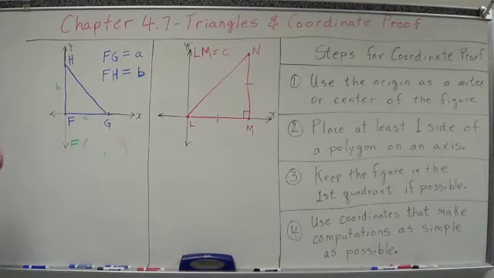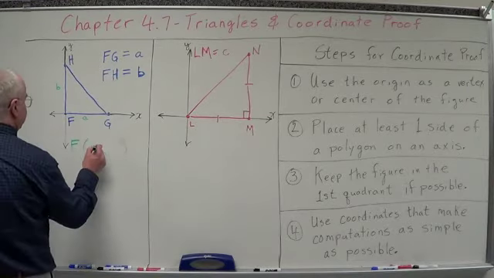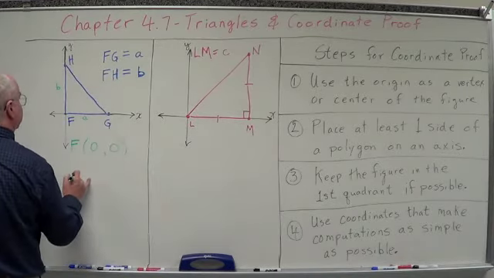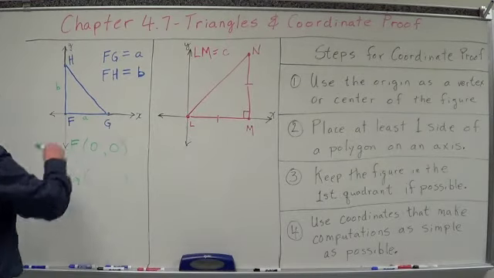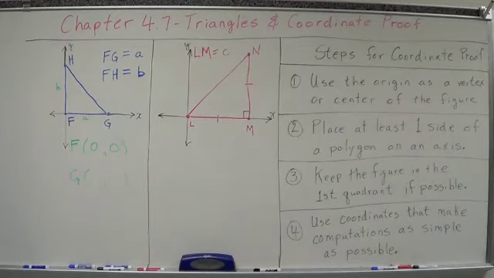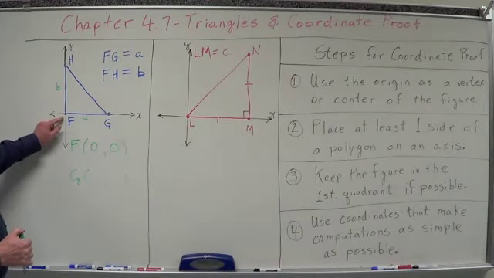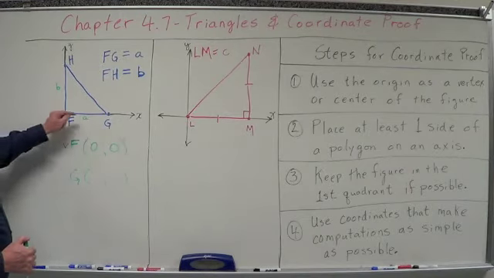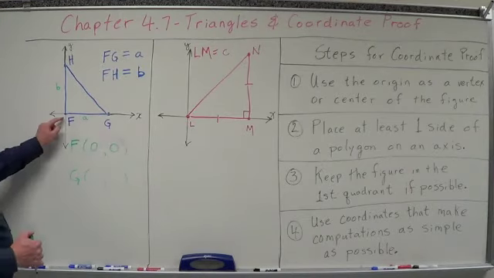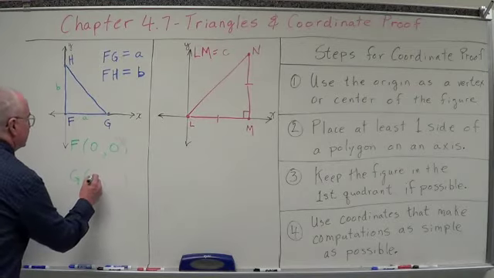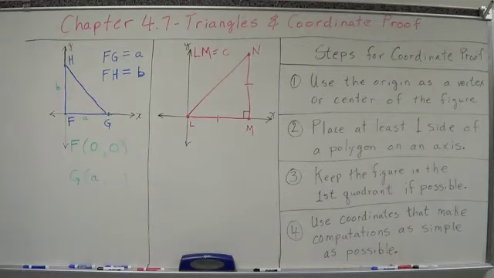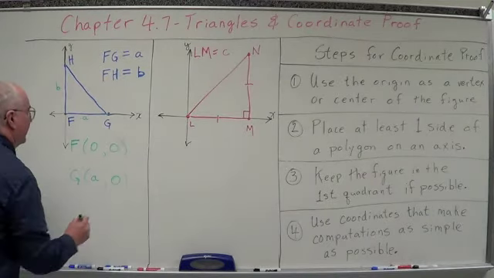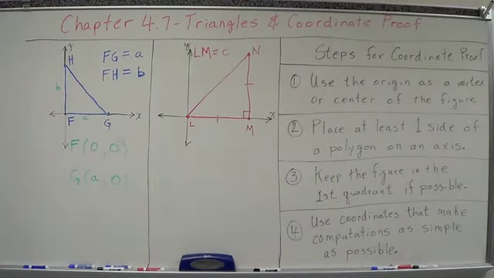Well, it's at the origin, I got that one. Y'all get the others. G. How far away from F is it on the x-axis? Well, if F is at 0, and the distance between F and G is A, and I'm going along the x-axis, then how far up did I go along the y-axis? I didn't go anywhere, so the coordinate is A, 0.